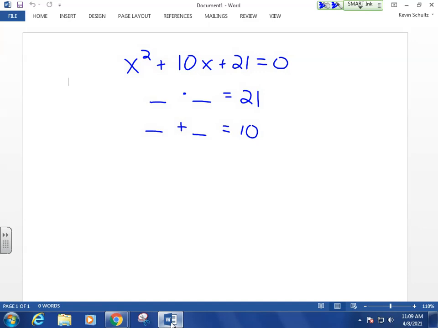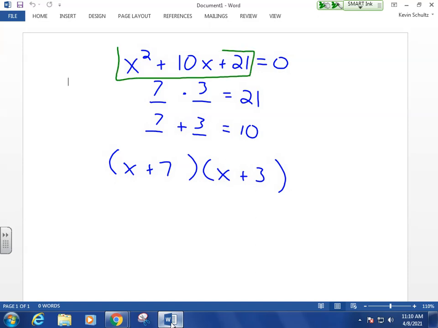What did you get for your magic numbers? 7 and 3. Would it matter if you put 3 and 7? No. It ends up being the same because when we go to write our binomials, we start them the same way. In this case, they both start with an x. And then one of them gets the 7, and one of them gets the 3. Now, everything that we've done so far has only been on the left side of the equal sign, right? We factored that expression to get x plus 7 times x plus 3. What does x plus 7 times x plus 3 still equal? 0.